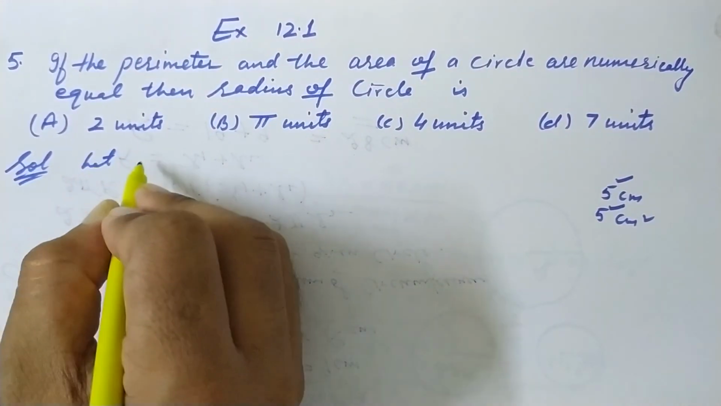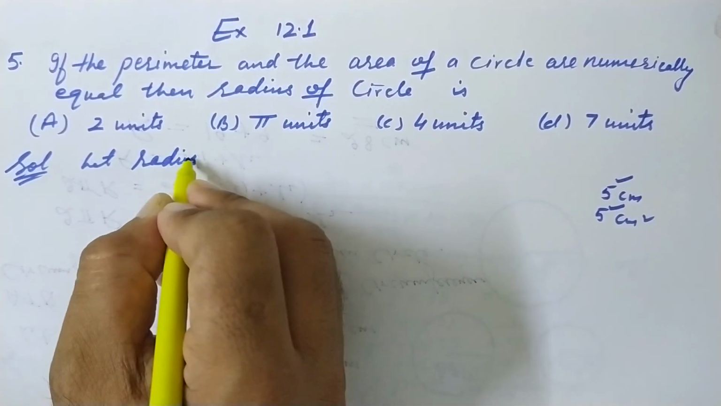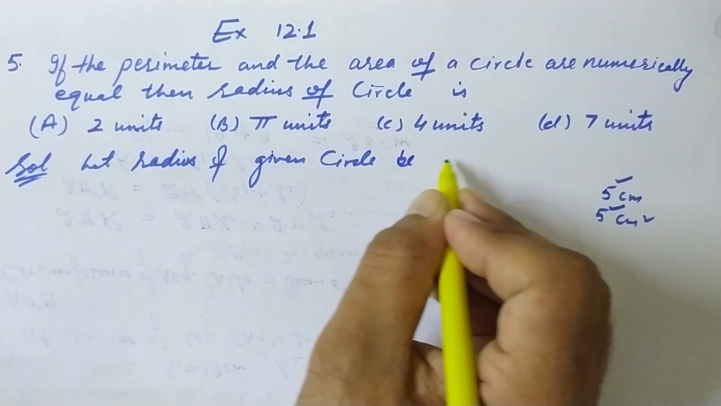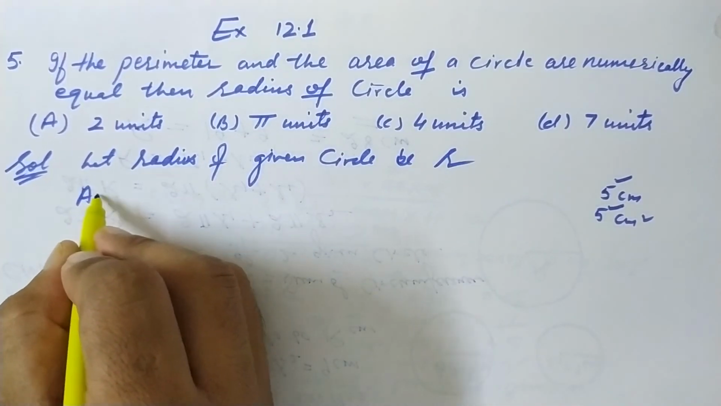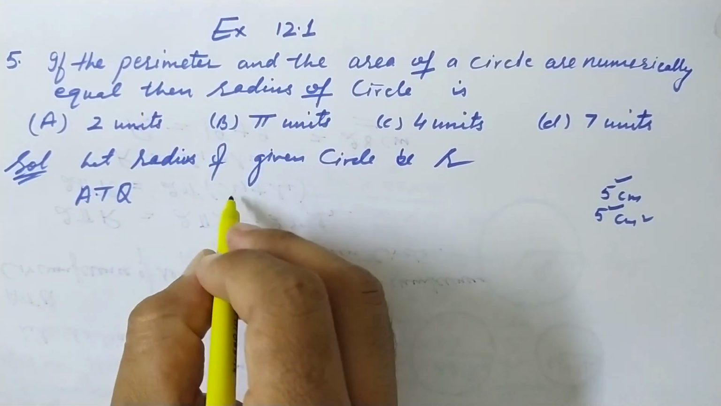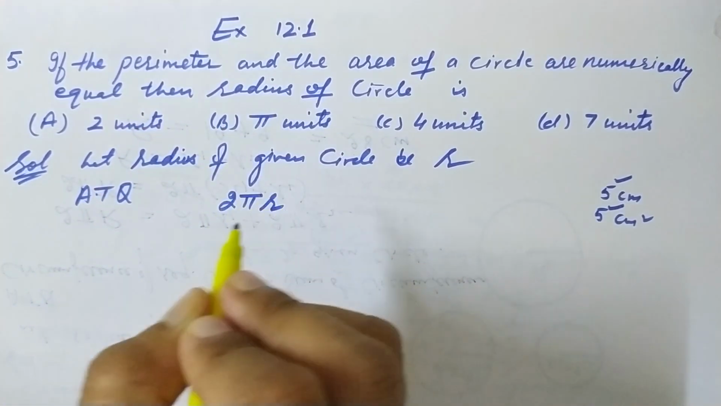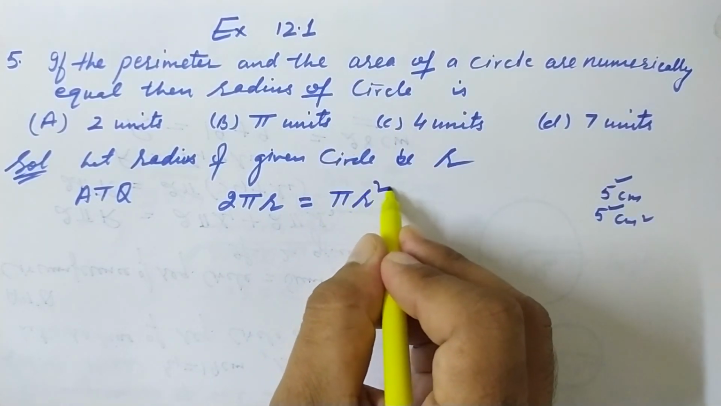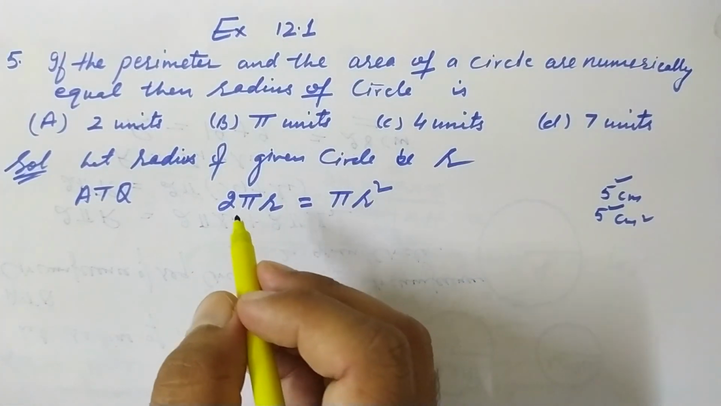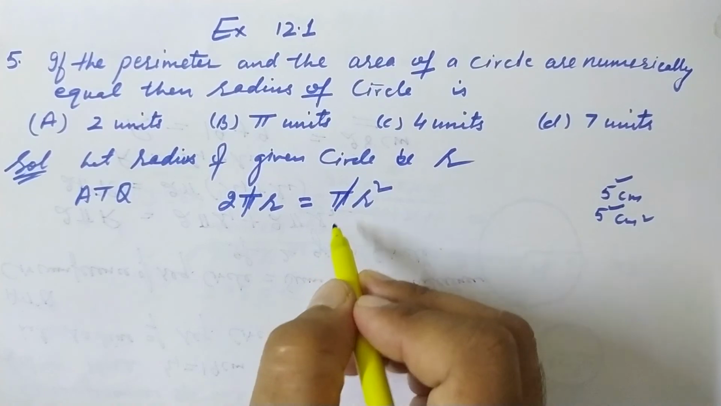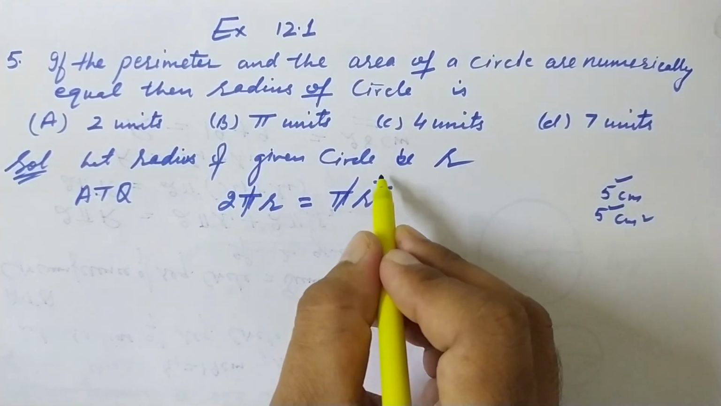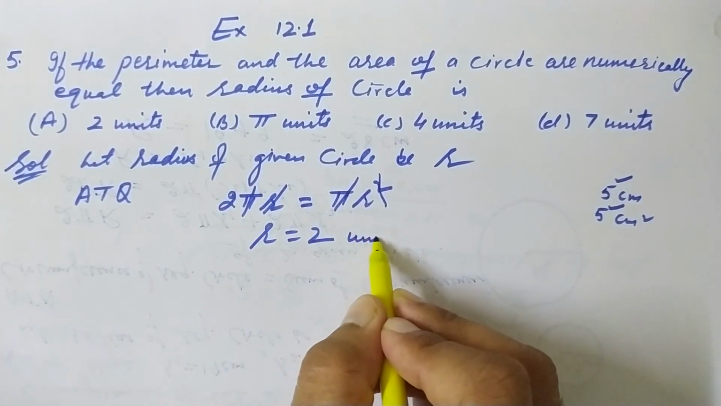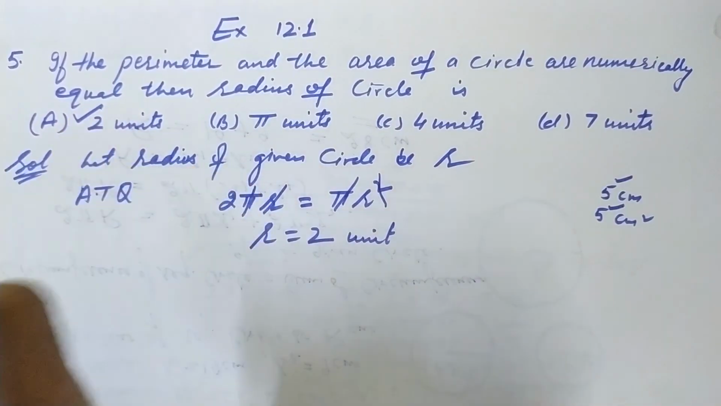Suppose the radius of the given circle be r. According to the question, perimeter, that is 2 pi r, is equal to the area of the circle. Area is pi r square, right? These both are equal as given. Pi is cancelled with pi. So it is r into r. So 1 r is cancelled with 1 r. So what is left? r is equal to 2 unit is left. So it means option A is the correct option.